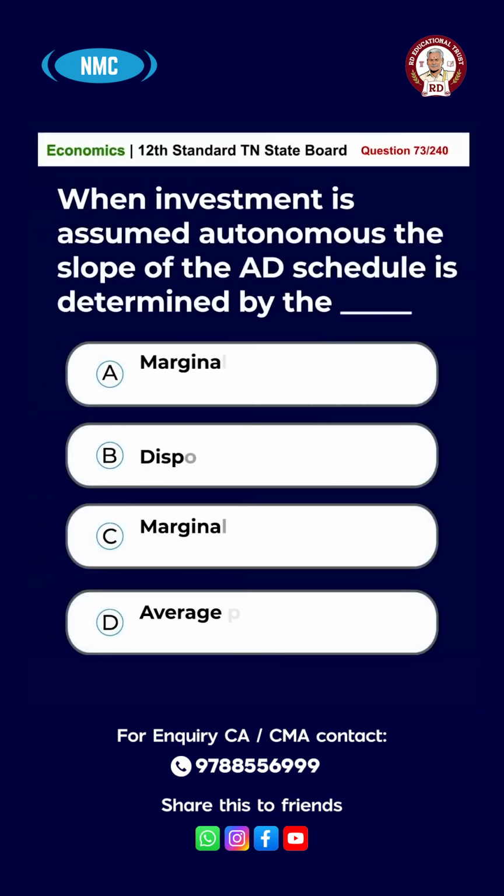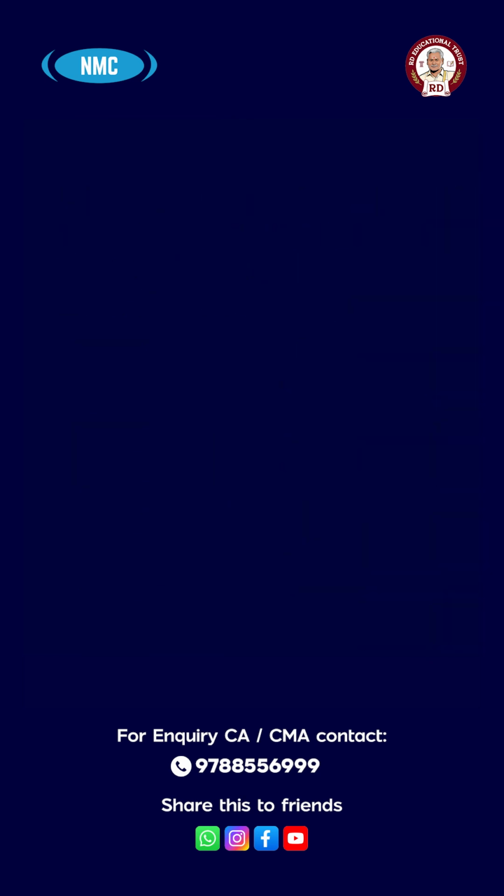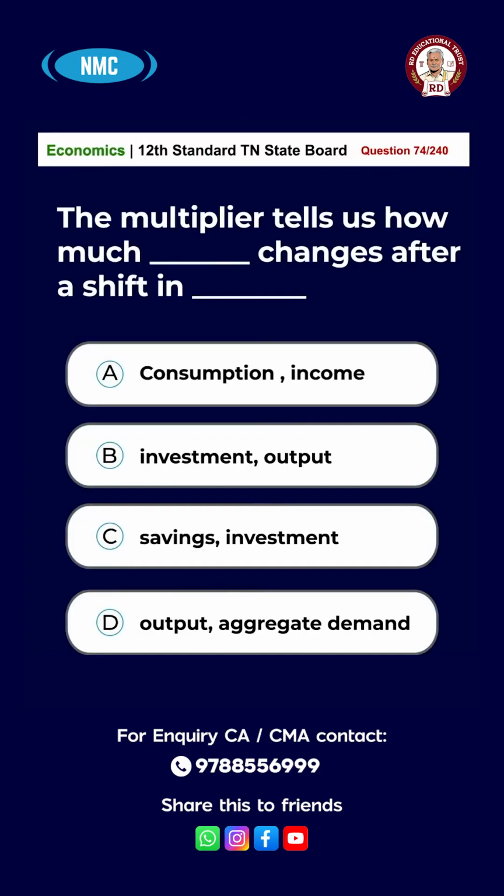Question number 73. When investment is assumed autonomous, the slope of AD schedule is determined by the option A, marginal propensity to invest, option B, disposable income, option C, marginal propensity to consume, option D, average propensity to consume. The answer is option D, average propensity to consume. Question number 74.